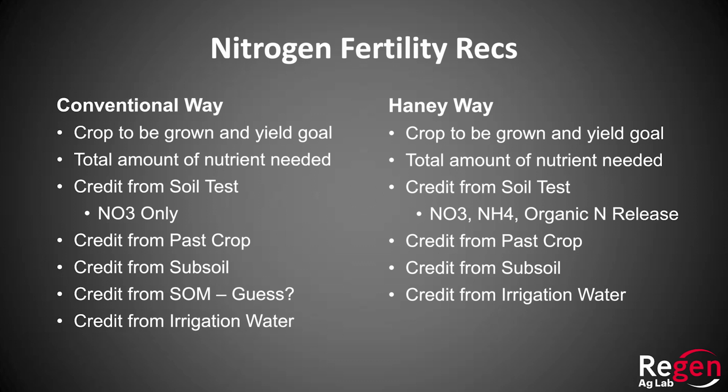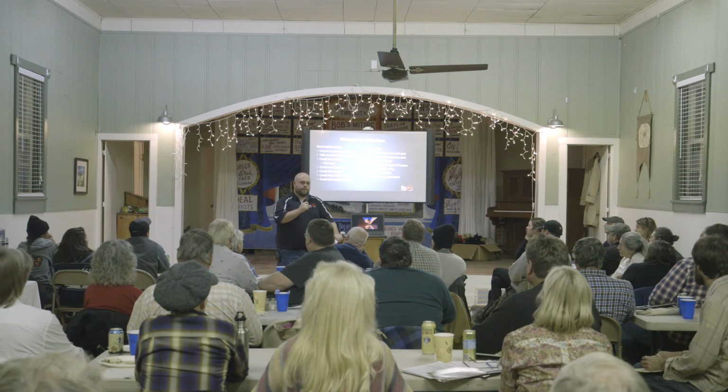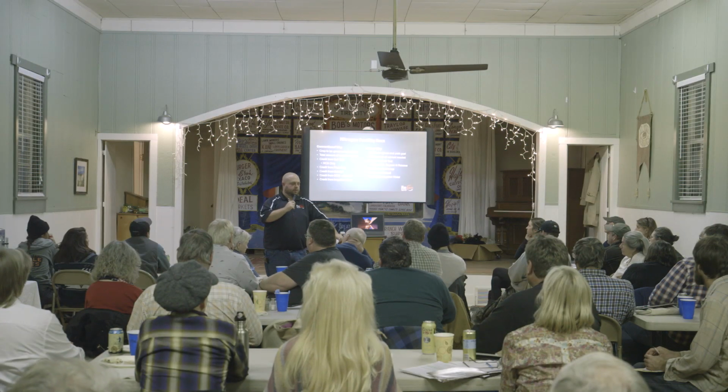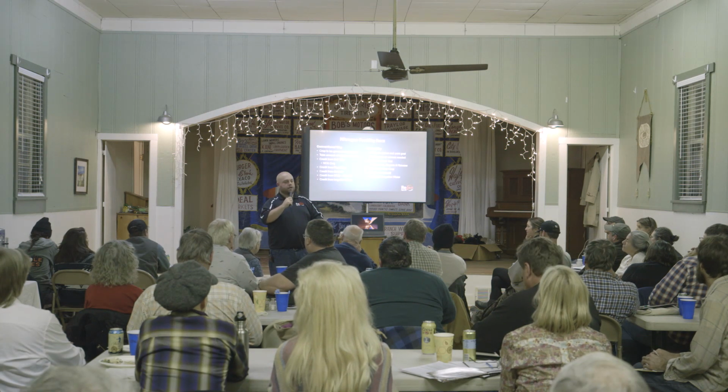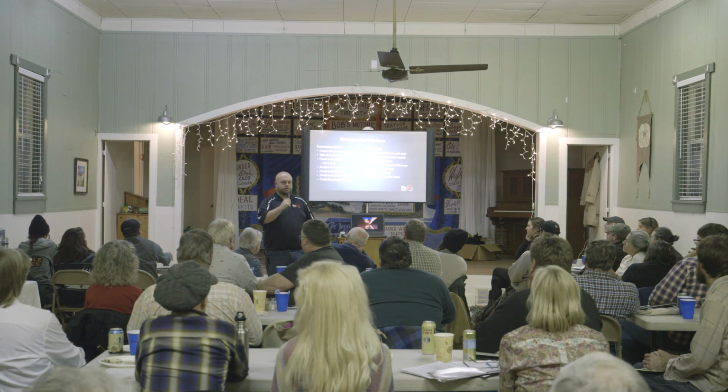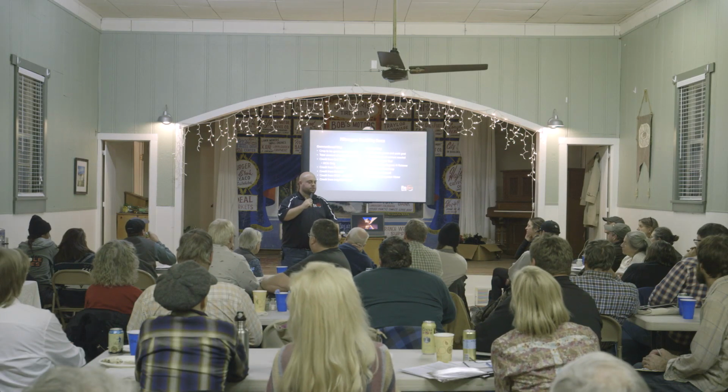So for nitrogen, we give you credits from soil tests. On the conventional side, it's nitrate only. Then you get a credit for past crop potentially. You get a credit from subsoil. Some people take credits from soil organic matter. Some universities, some laboratories say, well, for every 1% soil organic matter you have, you can get a 25-pound credit for nitrogen. I have bad news.